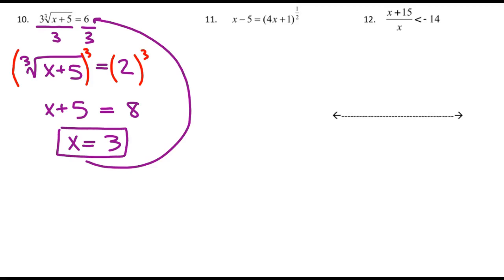Okay, next one, similar question. How do I get rid of to the half power? Well, to the half power is the same as square root. So squared, or anything to the inverse power or reciprocal power.